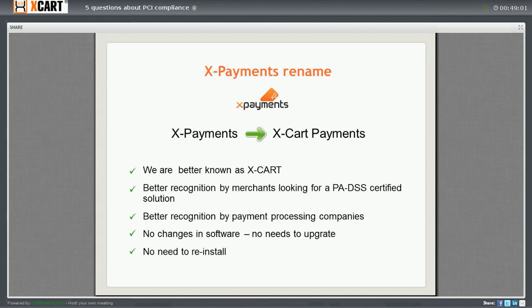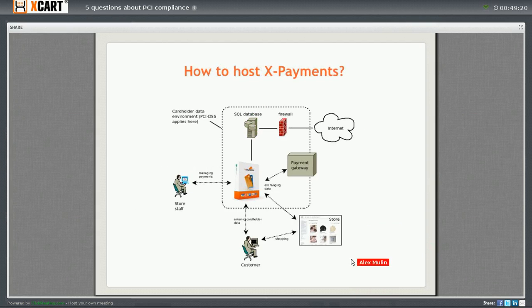For those who use X-Payments at the moment, there is no need to upgrade or reinstall X-Payments. Our PA-QSA organization advised us that both names, X-Payments and X-Cart Payments, will be in use, so you should not have any PCI compliance troubles with this rename. So that's the first thing I wanted to announce about X-Payments.